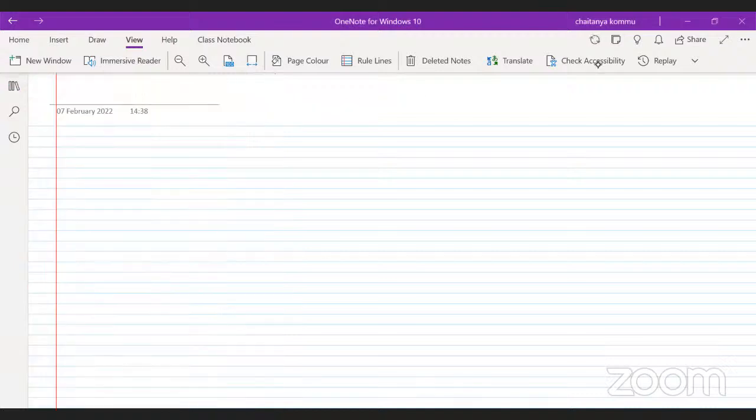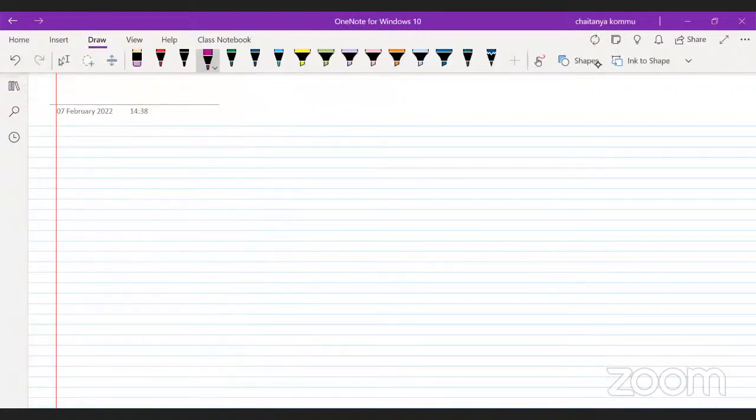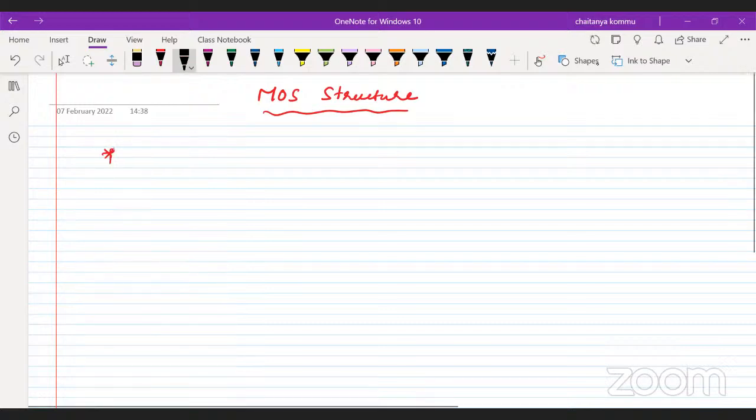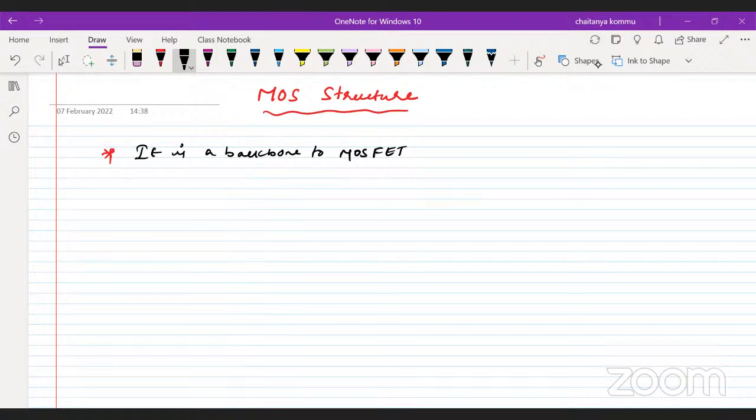Okay, so let's look at the MOS structure. It is a backbone to the MOSFET, as we have mentioned, a backbone to the MOSFET transistor, or I can say the MOS transistor. Normally people will call it a MOS transistor. So let us understand what is there here.